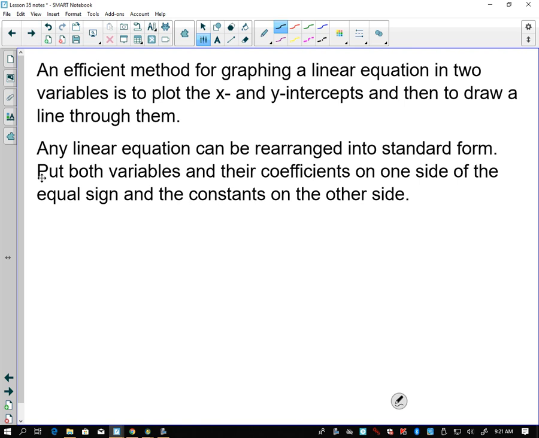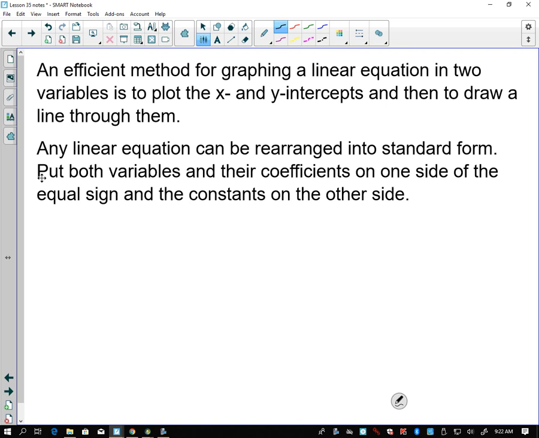An efficient method for graphing a linear equation in two variables is to plot the x and y-intercept, the point where it crosses the y-axis and the point where it crosses the x-axis. Then we just draw a line between those 2 points. You follow me so far?